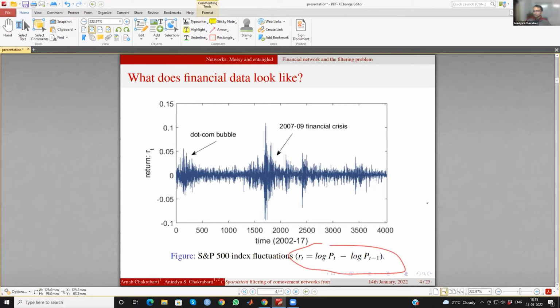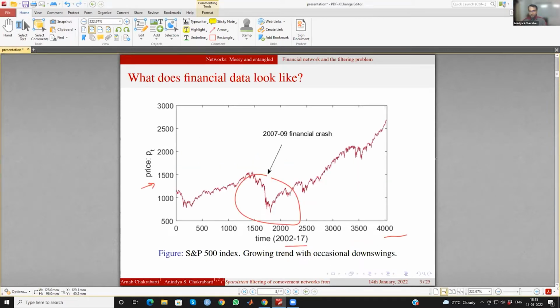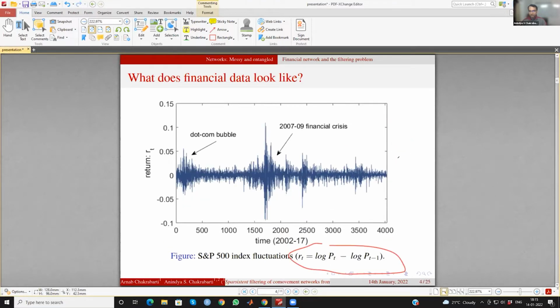You take the log difference, and then that becomes the return series. That is also called the log return series. The moment we convert it into returns, the same data which was plotted here basically looks like this. On average, the return becomes close to 0, and then there is a bunch of fluctuations around it.